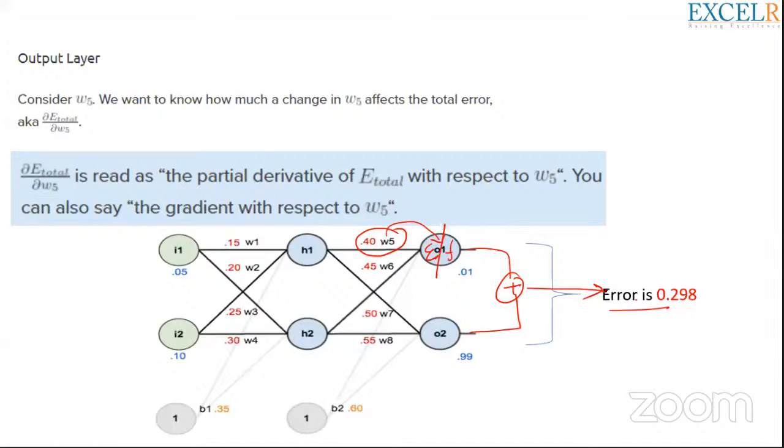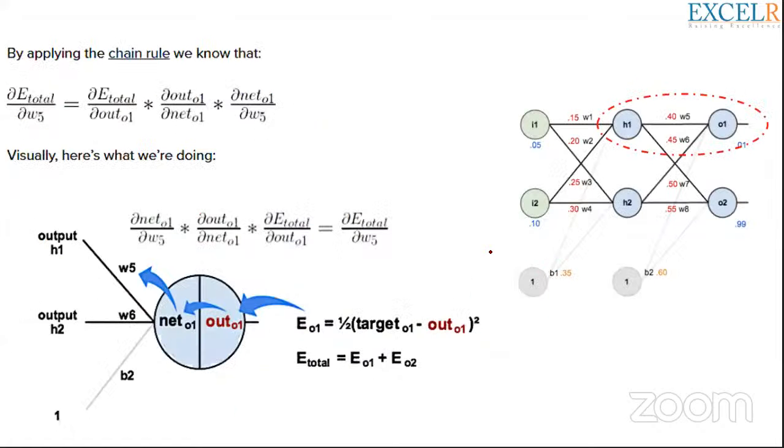Now, let us work back through this and identify the different components that are there in between W5 and the error. Let us see that now. So just pay attention here, guys. Let us focus on this part, let us zoom into this. The E total, error total, we have got 0.293. That is the summation of E01 and E02, this and this.